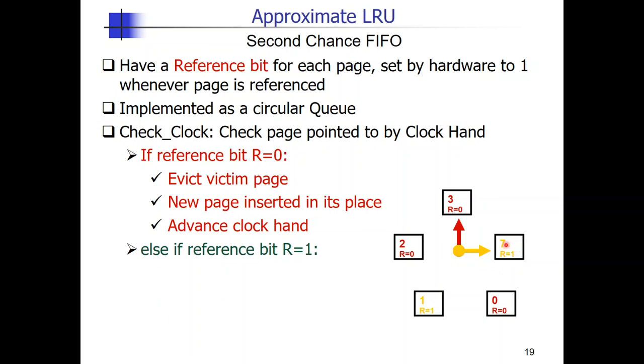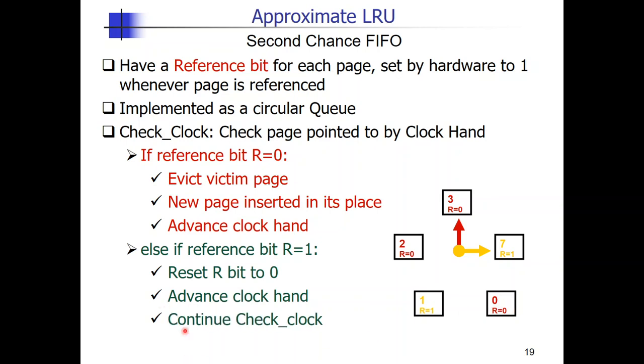So if now the clock hand is pointing to a frame in which there is page 7, but the reference bit is a 1, what should we do? Well, if the reference bit is a 1, we are going to give it a second chance. We are going to reset that bit to a 0 and advance the clock hand. We are not going to replace it because we are giving it a second chance. We advance the clock hand to the next frame here, which has page 0 and R is 0. So this will go out in this case.